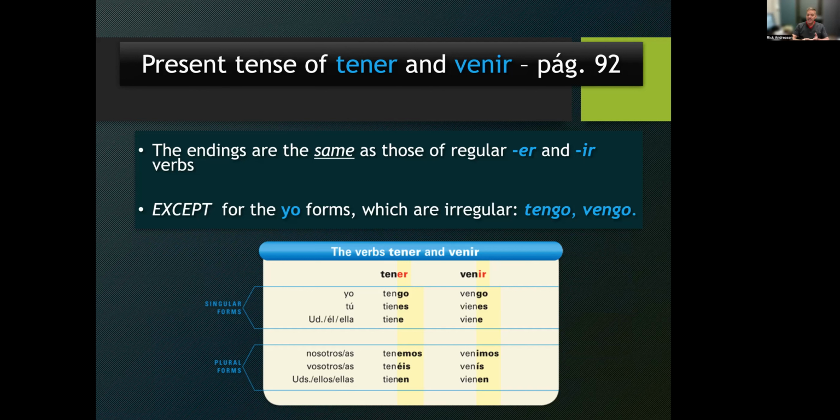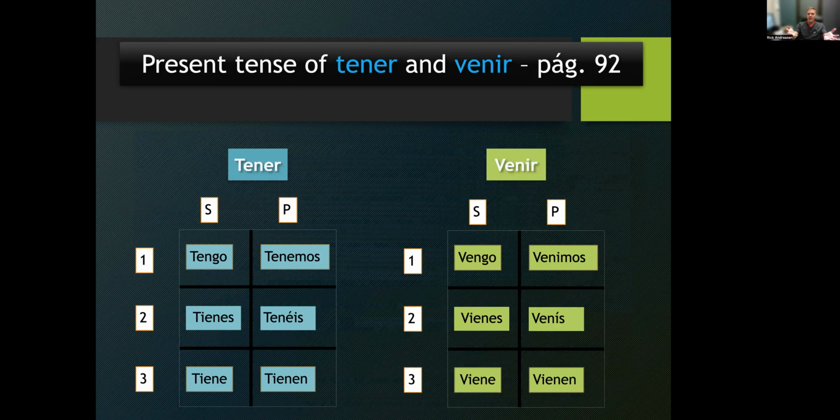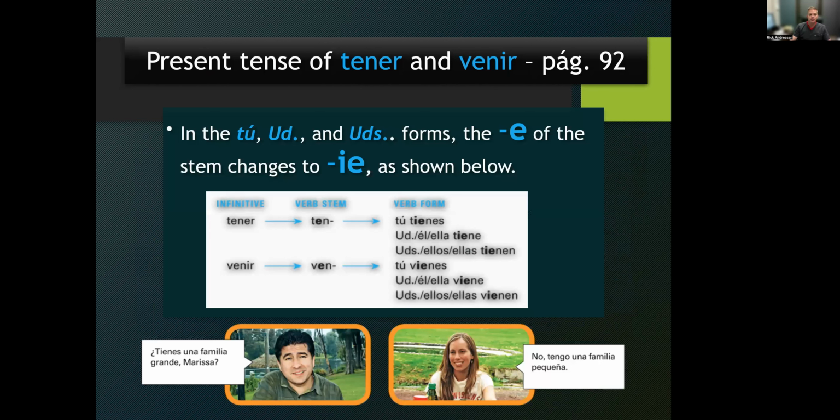So, tengo, tienes, tiene, tenemos, tenéis, tienen. Vengo, vienes, viene. Venimos, venís, vienen. Again, first person singular, second person singular, third person singular, first person, second person, third person plural forms for both verbs. Tengo, tienes, tiene. Tenemos, tenéis, tienen. Vengo, vienes, viene. Venimos, venís, vienen. That first person singular for both of those is the irregular form with the NGO.